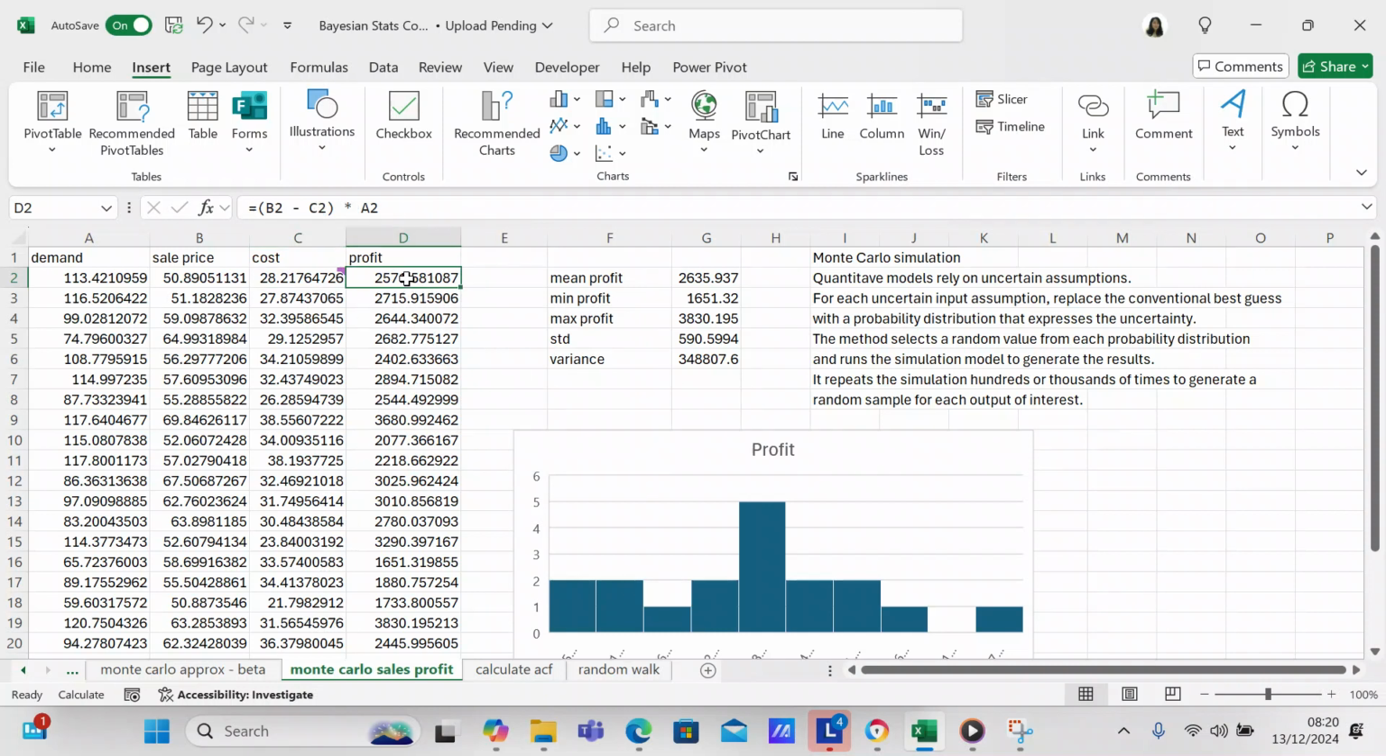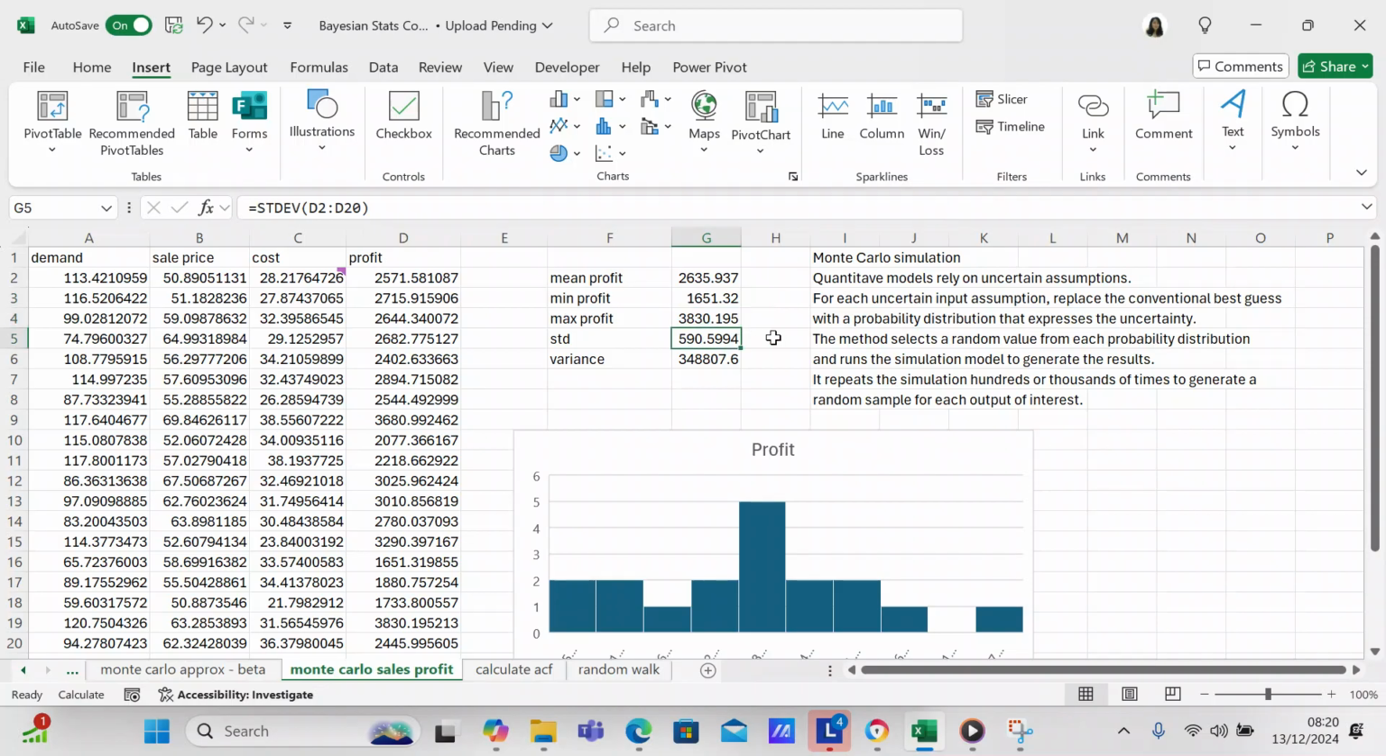So now we calculate our profit. Our profit equals B2 minus C2 times A2, because you're multiplying it by the number of products that you're going to make. In that instance, we're going to have a mean profit of D2 to D20, and that's going to be your mean profit. You're going to have a min profit of 1651.32, that's MIN of D2 to D20. You're going to have a max profit of 3830.195, that's MAX of D2 to D20.